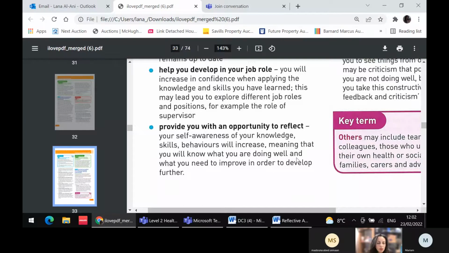And also it will help you develop your job. So for you, it will increase your confidence. When you gain more training, you will have more confidence in what you're doing, in your skills, in your abilities, and that will make you think about yourself and aim higher, maybe become a supervisor, maybe become a manager. So it is very important to improve your skills. It will also provide you with an opportunity to reflect on yourself.